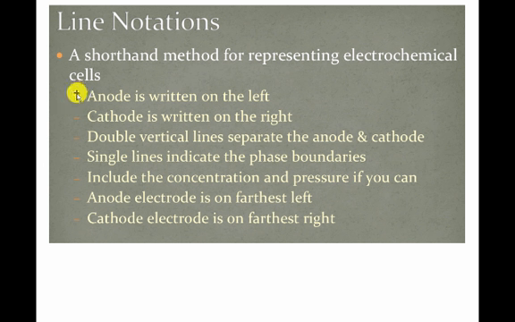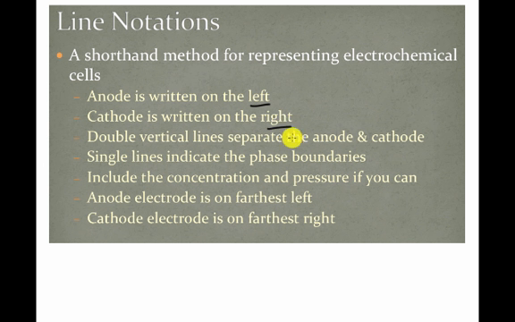But here are the rules for dealing with line notation. First of all, your anode is always written on the left. You're always going to start with the anode, and I always remember this because anode starts the alphabet off with the A, so that's always going to come first. Your cathode is always going to finish it, and it's going to be on the right-hand side.